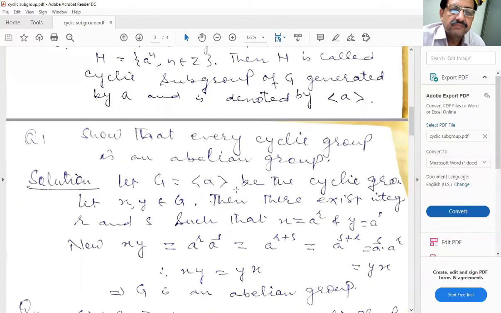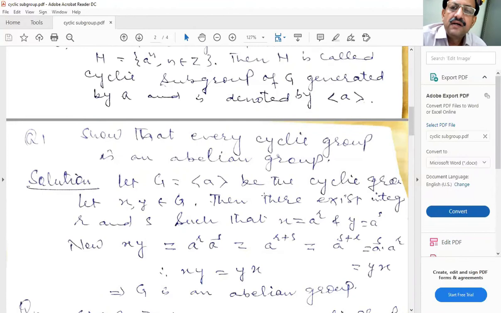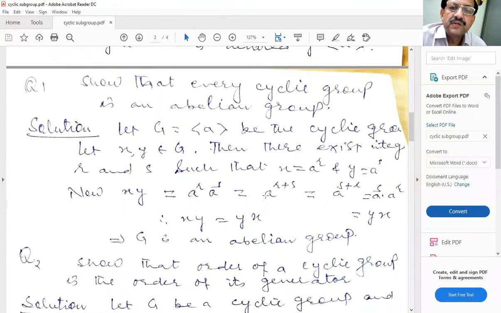Next, question number 1. Show that every cyclic group is an abelian group. Abelian group की बात हमने पहले भी की है. A non-empty set G is called an abelian group when it satisfies the 5 properties. And the main property is the commutative property.